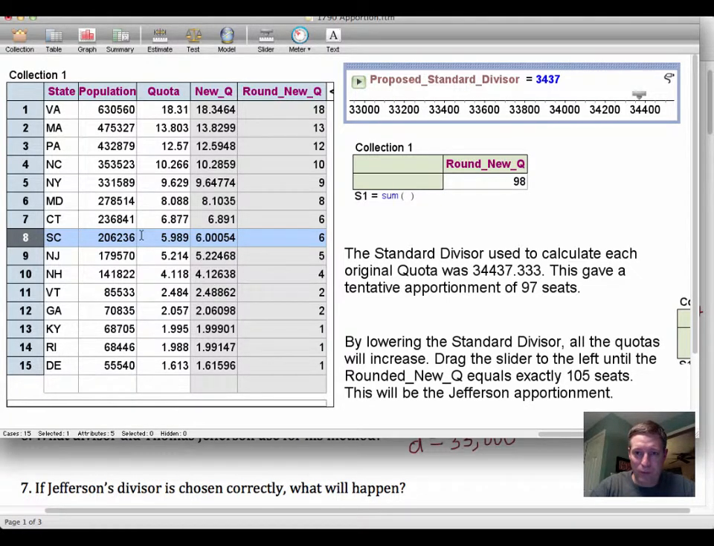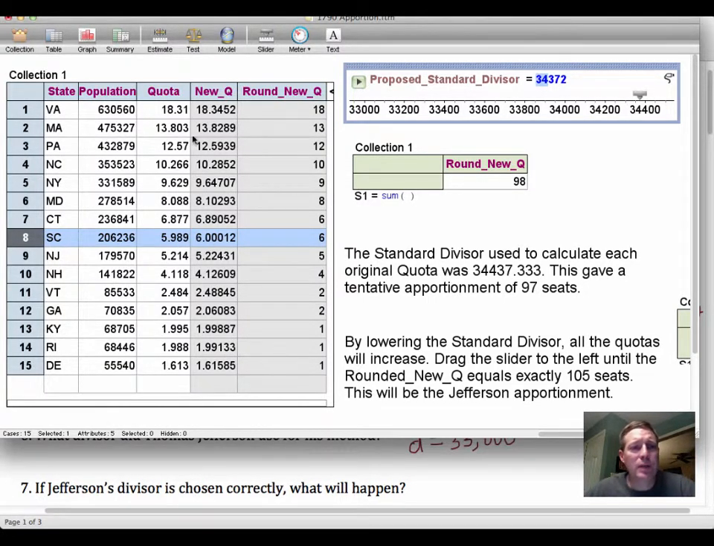If I go to 34,372 and hit enter, notice that would have been big enough. That would have been big enough for them to earn their sixth seat. So you can always figure out the divisor that's necessary for a state to earn their next seat by dividing their population by the number of seats they're trying to earn, which in this case would be 6.